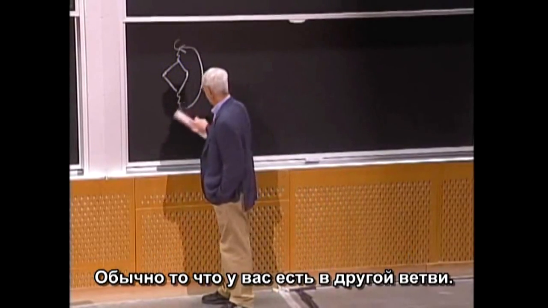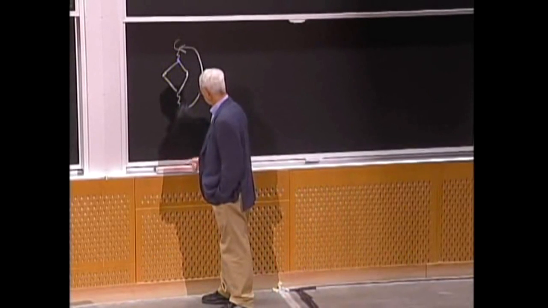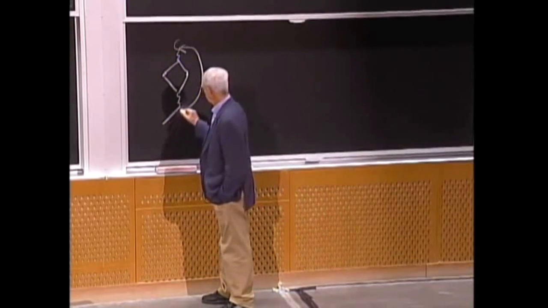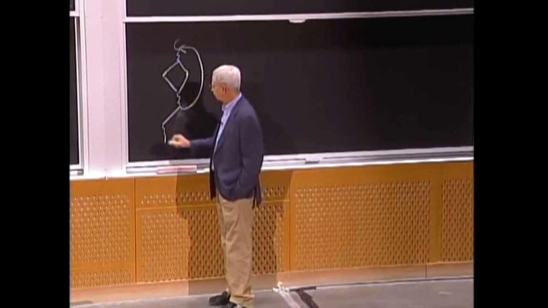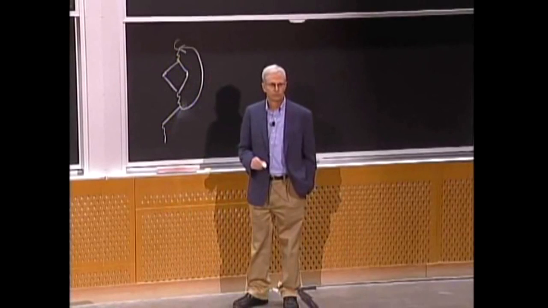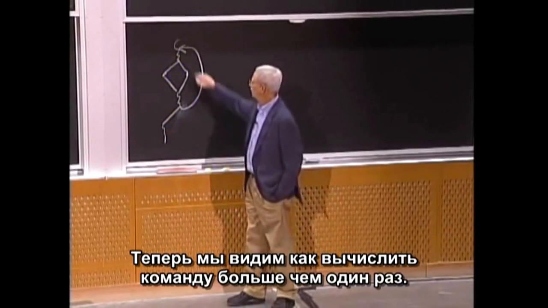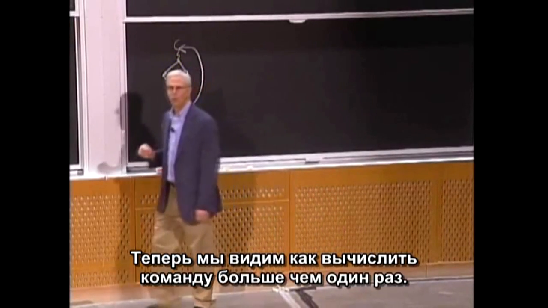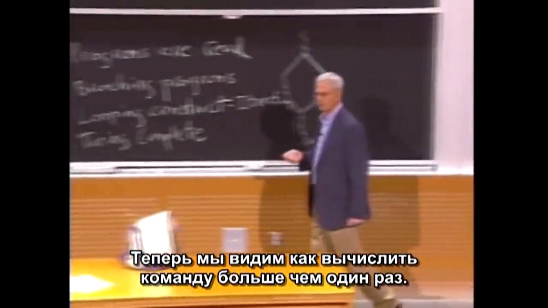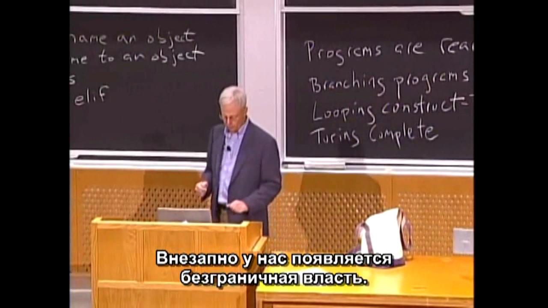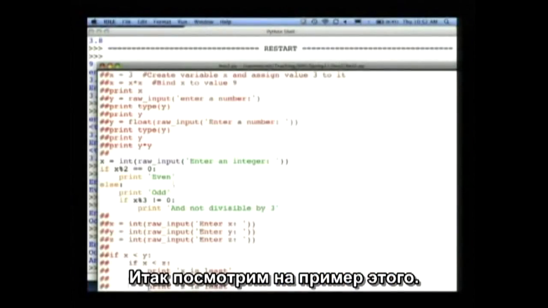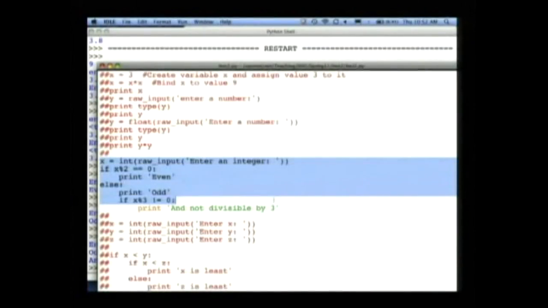Typically, what you have is another branch. One branch goes back and one continues. So now we see we can execute a statement more than once. Suddenly, we have enormous power at our disposal. So let's look at an example of that.